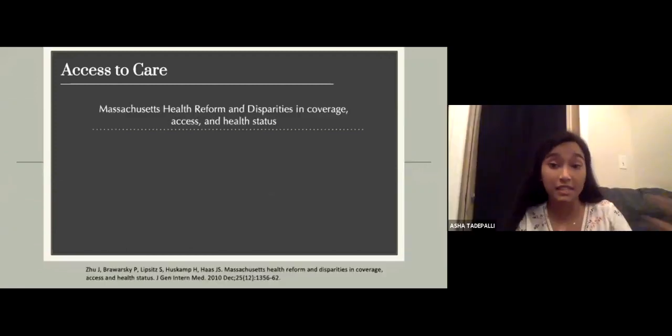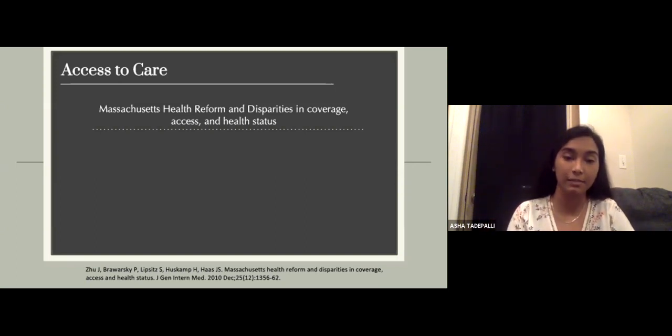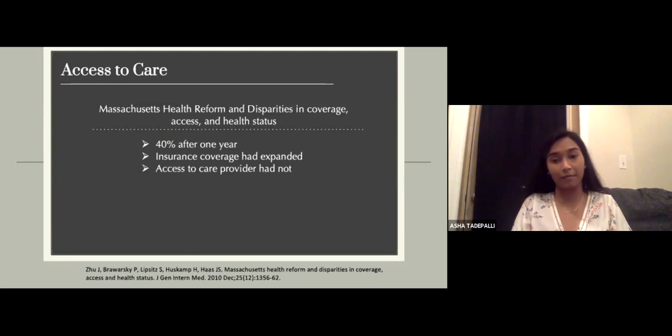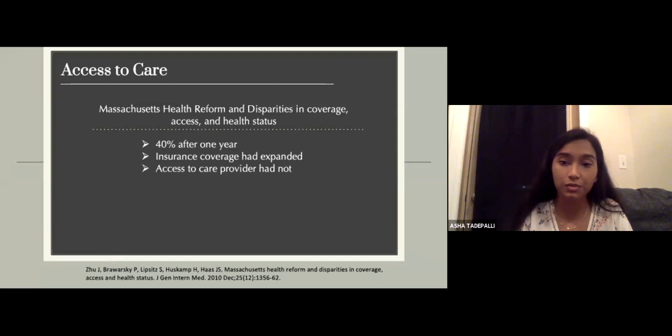Now that there has been expanded coverage, theoretically, the limitations to care were addressed, right? And that's not always the case. In the article, Massachusetts Health Reform and Disparities in Coverage, Access, and Health Status, Zhu et al. actually documented that there was a persistent limitation in care despite the expansion of coverage under the ACA. 40% of the surveyed individuals reported some deficiency in their care, even though their insurance coverage had expanded and financial barrier was no longer an issue.